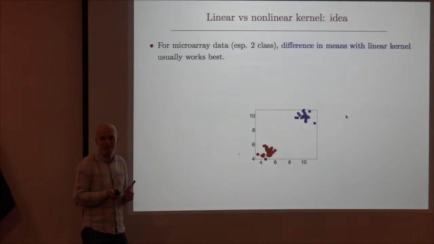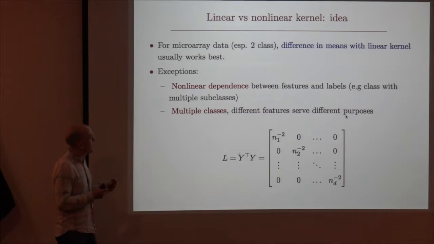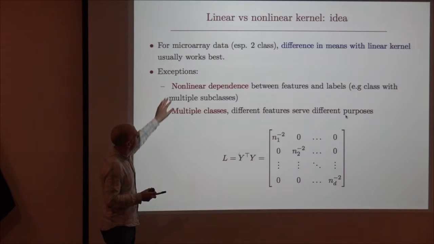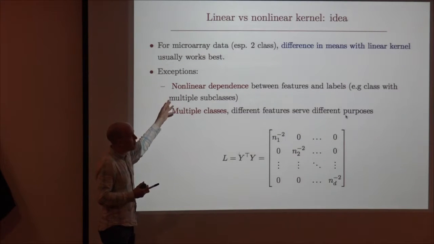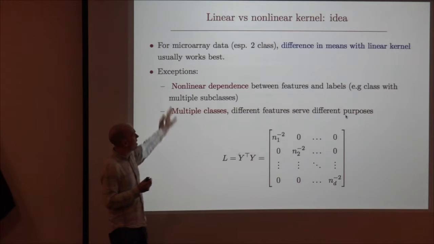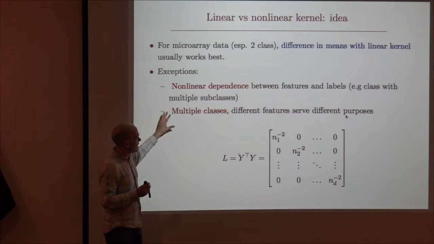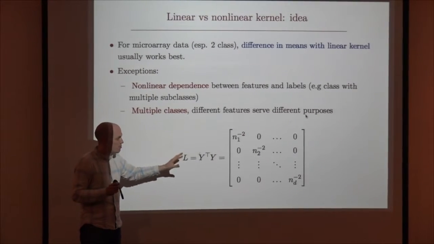So where might it matter to use a nonlinear kernel? There are two cases where we found that it matters. The first is, in a binary problem, if you have a class with multiple subclasses, then it can be useful. I'll show an example of that. The second case is when you have a multi-class problem.